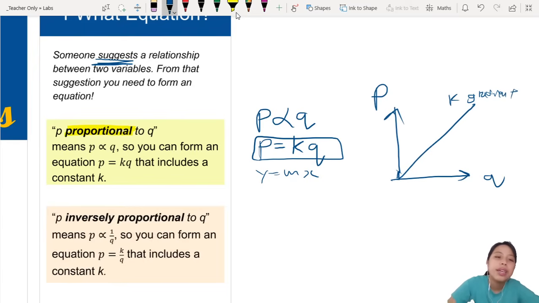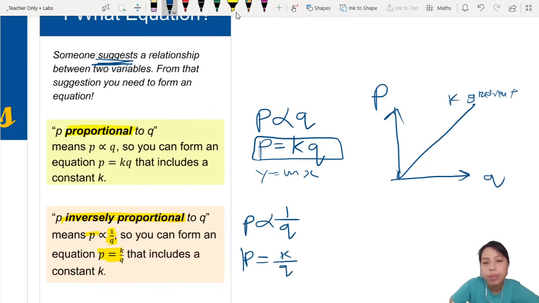No intercept. Then if they say the words inversely proportional to Q, or you see something like 1 over Q, or you see P equals K over Q, when you see the words inversely proportional, it is 1 over. And in the equation, you must add a constant somewhere, so K times 1 over Q. This is the equation that you will be testing.